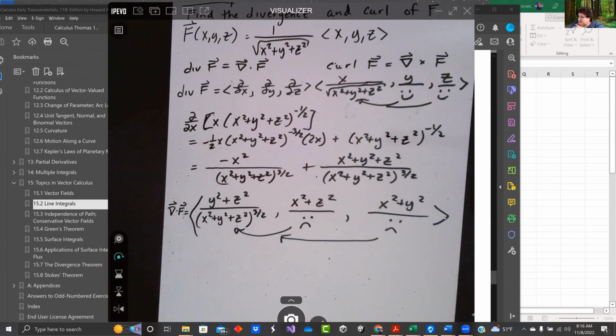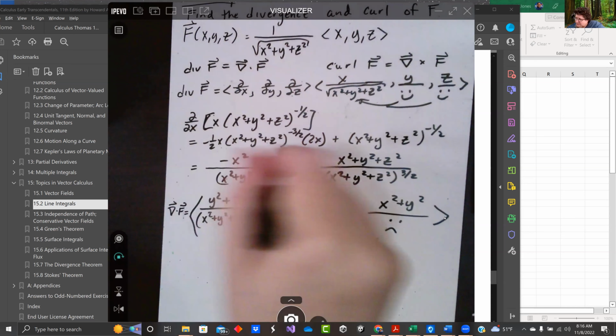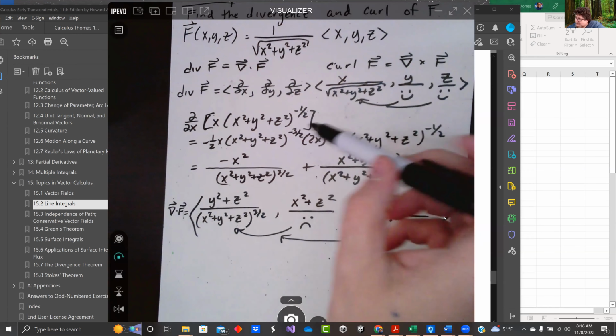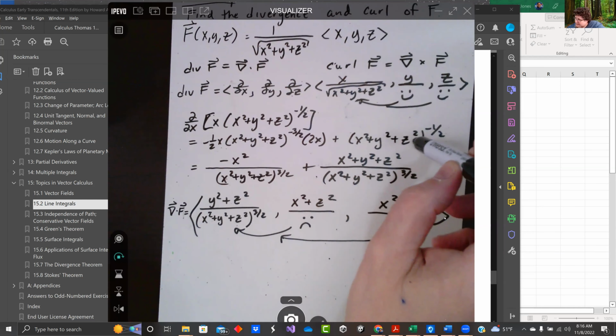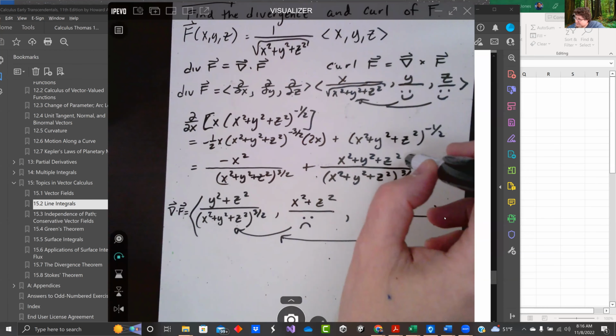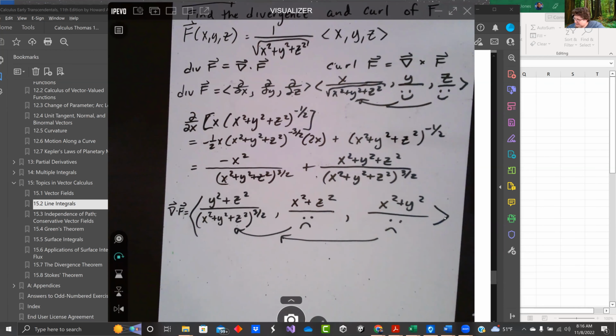That's ugly. Did I do something wrong in my DDX? Bring the power down, lower it by a power, so down to -3/2. Put in the bottom is 3/2. Okay, the derivative of the inside's 2x. The 2 and the -1/2 cancel. I'm left with the negative x squared. That's right. This one's just drop the x. I got a common denominator by multiplying this by x squared plus y squared plus z squared. Everything is looking right. It's just an ugly derivative or divergence.